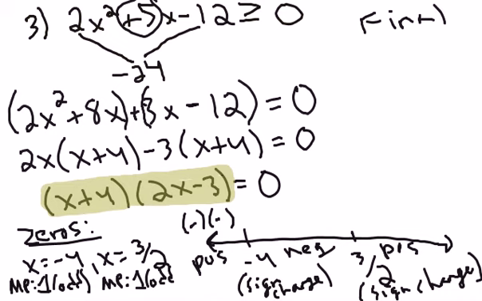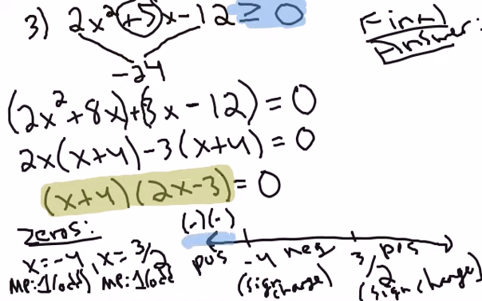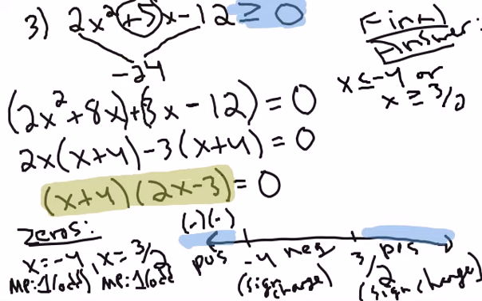So when I'm trying to write my final answer, I am looking at where it is greater than or equal to 0, which is another way to say positive or 0. So that is these two regions here. So the way I'm going to write that is x less than or equal to -4, because at -4 it is 0, or x greater than or equal to 3/2, again including 3/2, because at 3/2 it is 0.